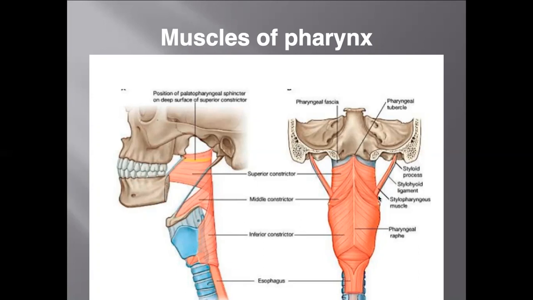Then what else do we have? Dilator muscles: stylopharyngeus and salpingopharyngeus. We already discussed this. Stylopharyngeus joins with the inferior constrictor and middle constrictor, whereas salpingopharyngeus goes inside and joins with the superior constrictor muscle. So these are all the muscles of the nasopharynx, oropharynx, and laryngopharynx.